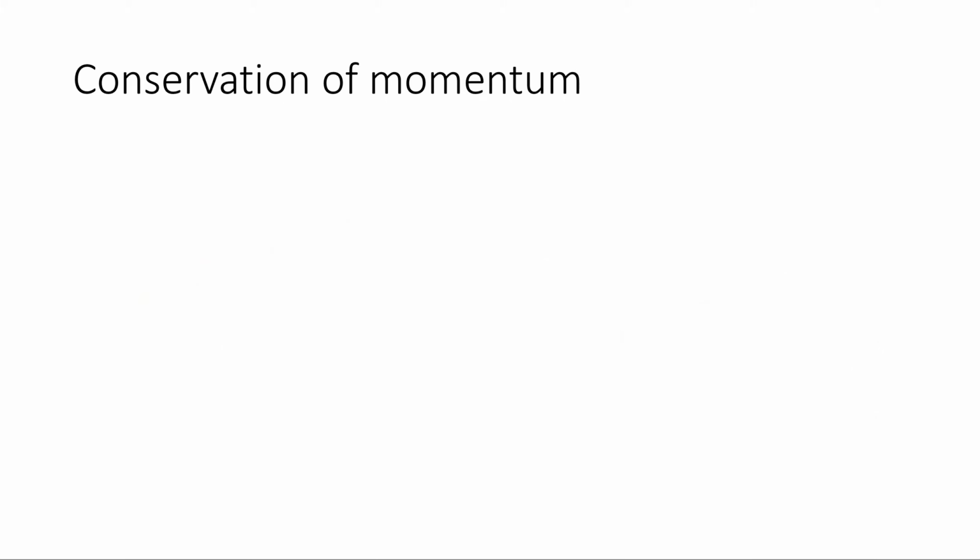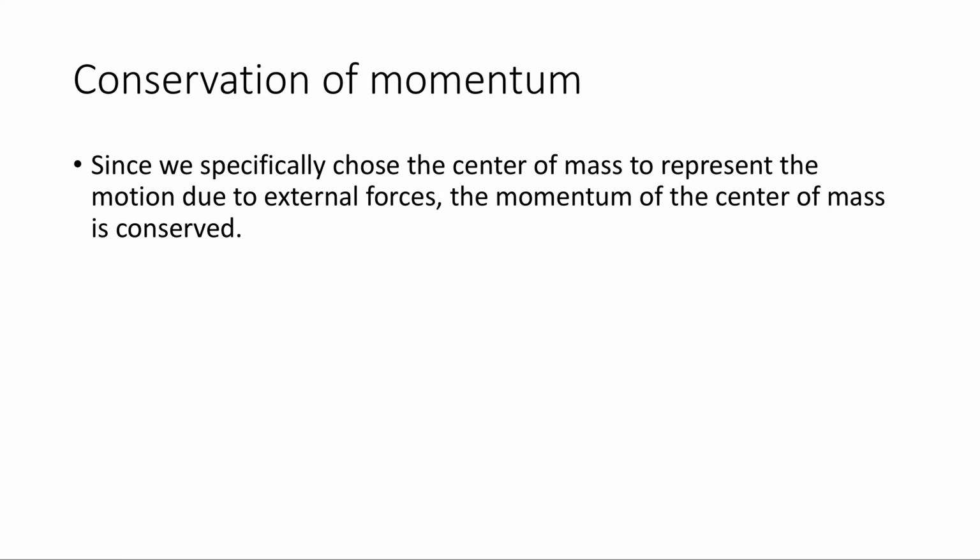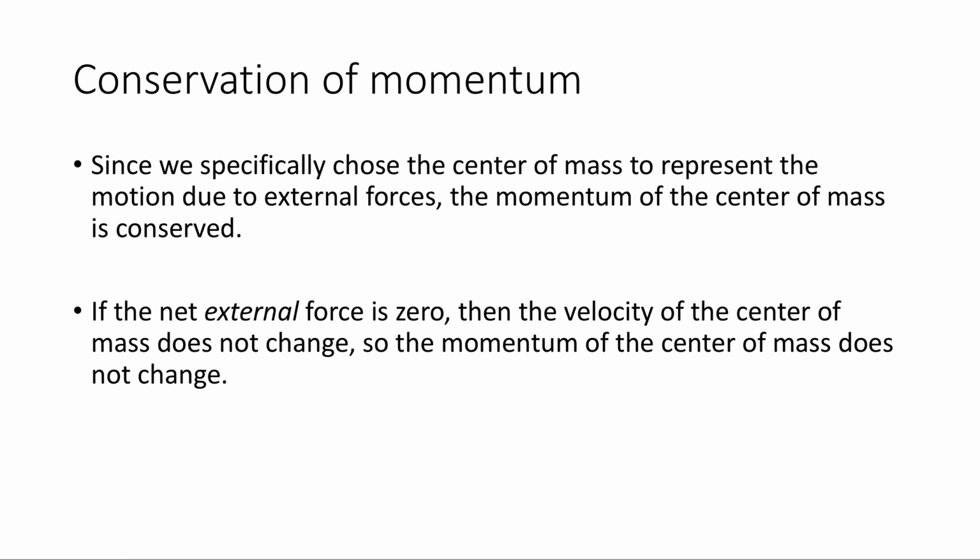One quick point, which is kind of nice, is that we discussed conservation of momentum last week, and based on the way that we chose to define the center of mass and the motion of this object due only to external forces, this motion automatically conserves momentum. So the momentum of the center of mass is conserved because if the net external force is 0, then the velocity of the center of mass doesn't change. So the momentum of the center of mass also does not change, because momentum is simply mass times velocity.